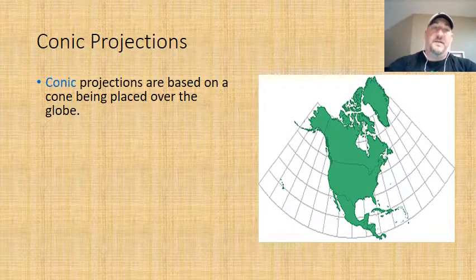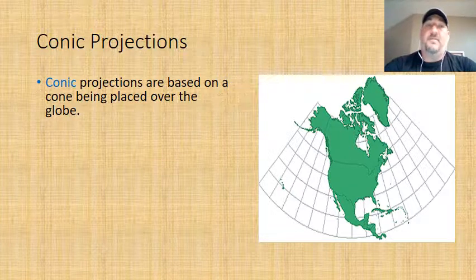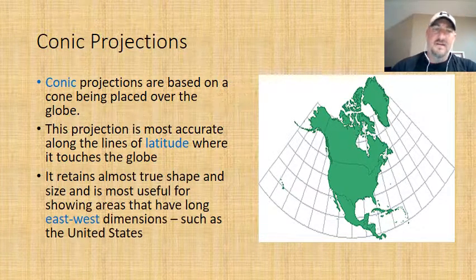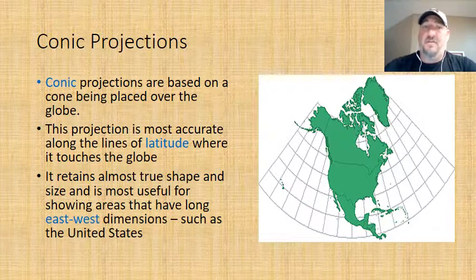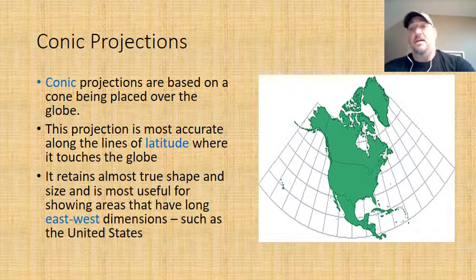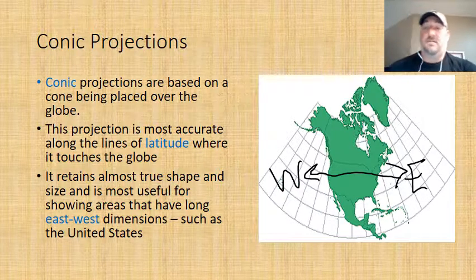And then conic projections are based on a cone being placed over the globe. We talked about this in class too. This projection is most accurate along the lines of latitude where it touches, and it retains true shape and size. It is most useful for showing areas that have long east-west dimensions, such as the United States or the continent of North America. So east, west.